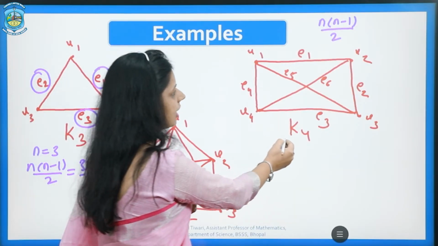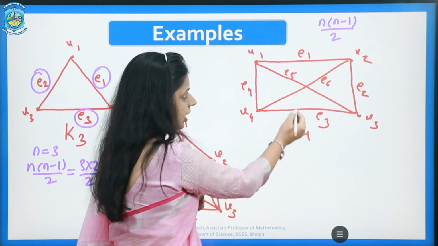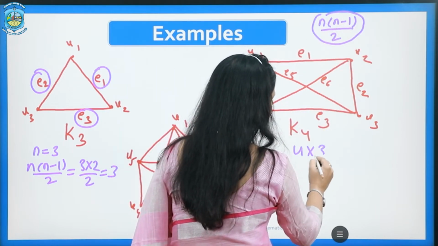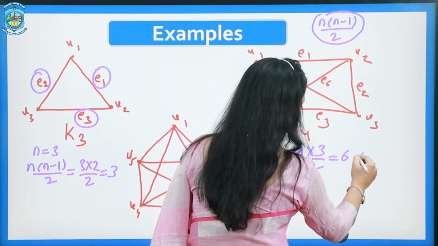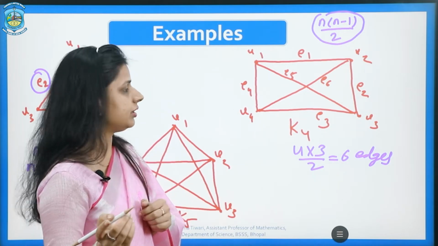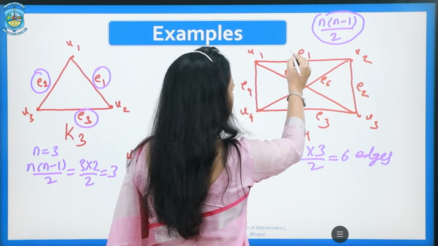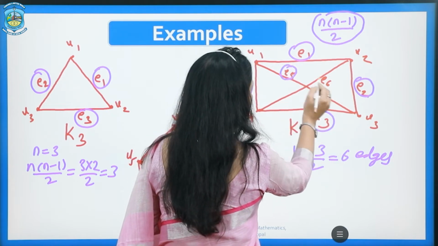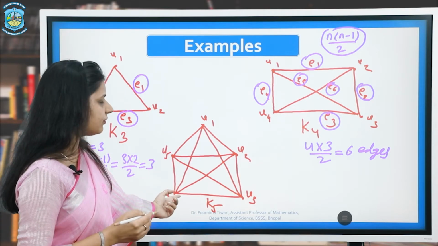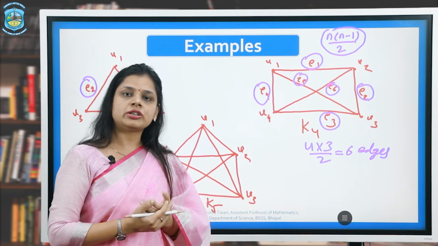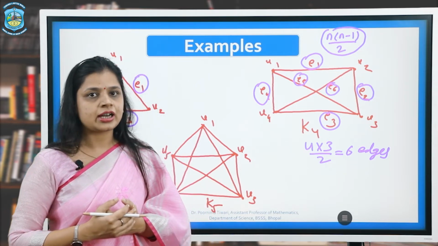Likewise, we can verify for K4. If we apply this rule for K4, we get 4 into 3 by 2, that is 6 edges. So K4 must have 6 edges as per this rule. And we can see there are 6 edges E1, E2, E3, E4, E5, E6. Likewise, we can verify this result for K5. For better understanding, you may draw K6 and verify this result.